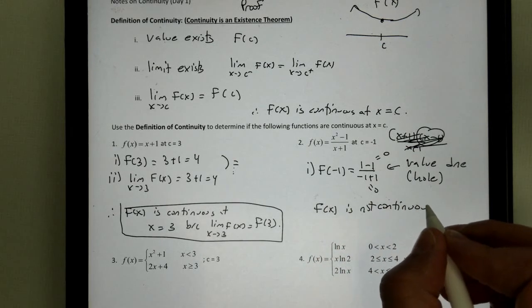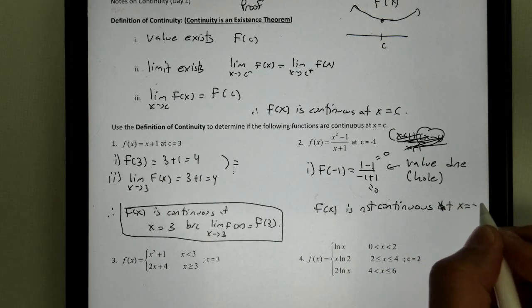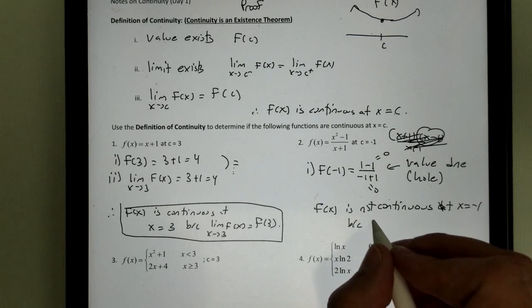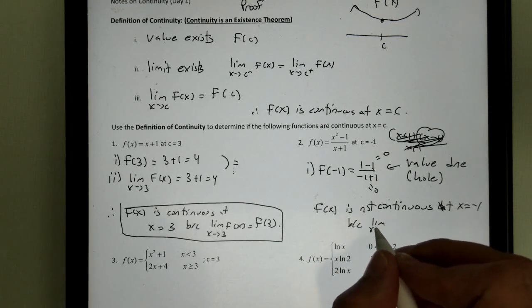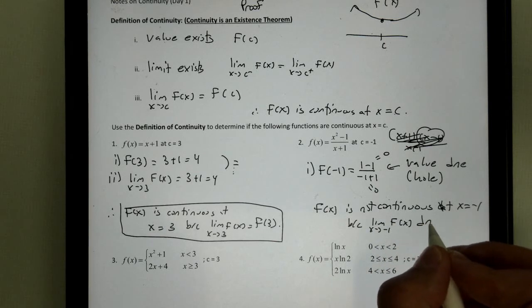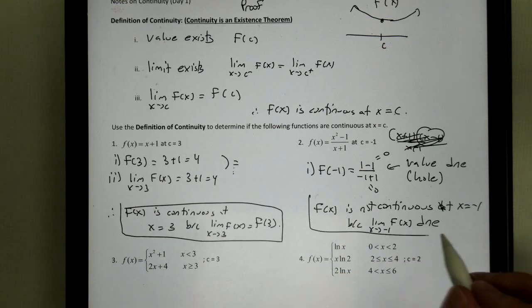Spell out the word continuous at x equals negative 1, or c, because, and we're going to say it this way, the limit as x approaches negative 1 of our function f of x does not exist. And that's it. There's our answer.